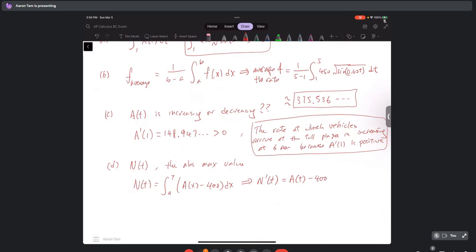So if I set that equal to 0, remember, because the integral cancels out when you take the derivative of this thing. Now if I set that equal to 0, all I need to do is just find out where A of t is equal to 400. And now once again, you're not expected to find this by yourself. You should be able to just simply use your calculator to figure this out.